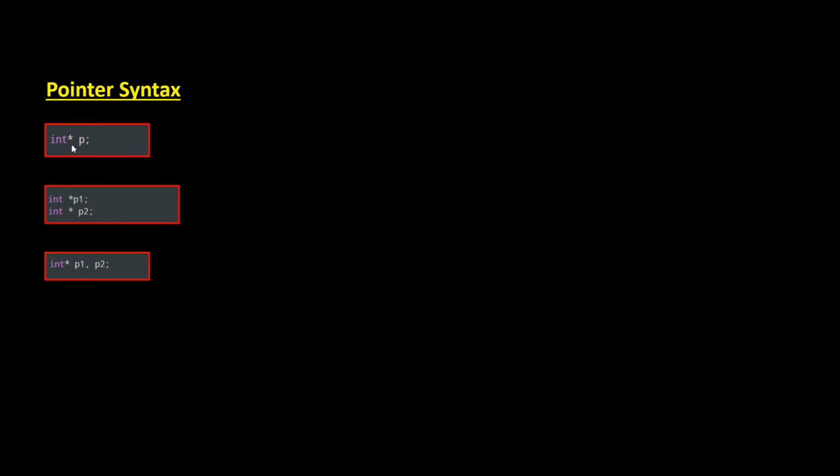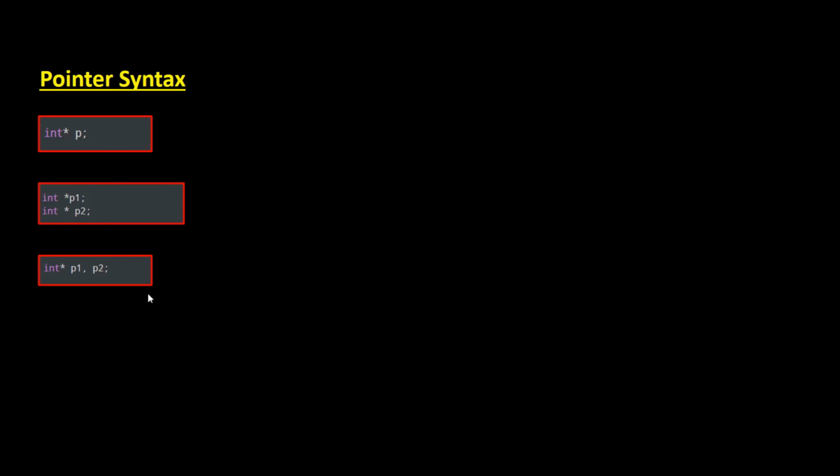The most important thing is that if we have an asterisk, the compiler will understand that it's a pointer, not a normal variable. We can also declare a pointer and a variable in the same line, separated with a comma. For example, int asterisk p1, p2. This p1 is a pointer, and p2 is a normal variable because there is no asterisk before p2. So p1 is a pointer, and p2 is a normal variable with the same type, which is int.